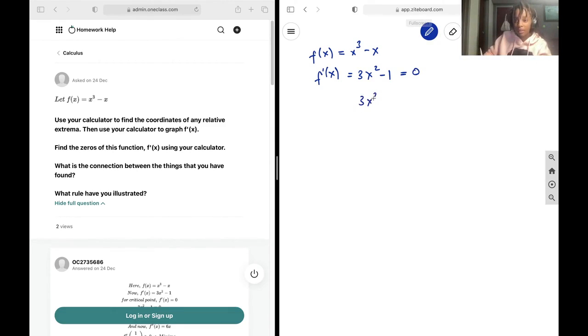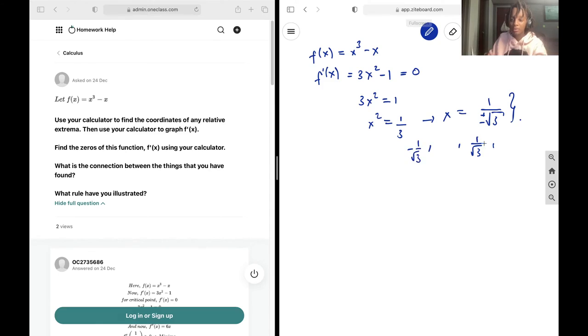We have 3x squared equal to 1, which means x squared is equal to 1 over 3. This leads to the conclusion that x is equal to positive and negative 1 over the square root of 3. So let's test values before and after that. We have two points, 1 over square root 3 and negative 1 over square root 3. To test points before this one, let's choose negative 2. Between these two, let's choose 0, and above this, let's choose 2.